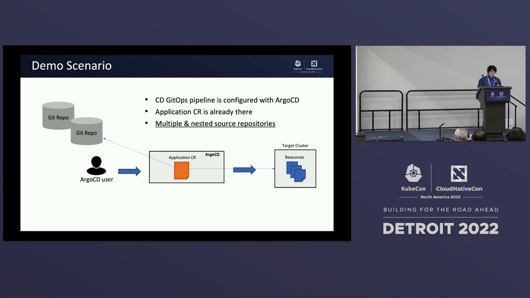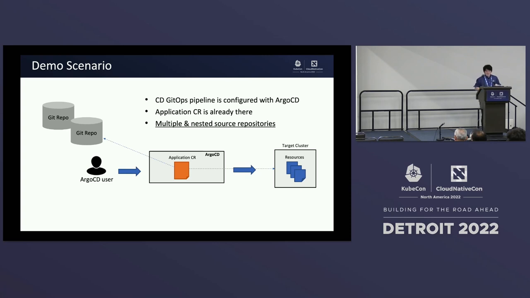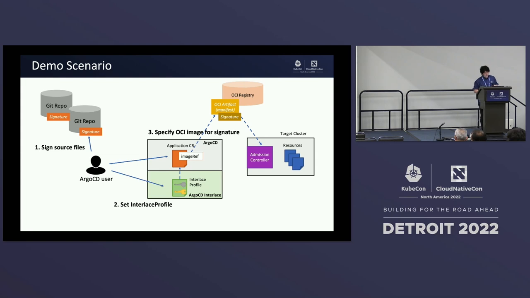In this demo, I have two source repositories. The first one is the root source repository, which is configured in my application CR, and it refers to another repository as an external dependency. So they have a parent and child relationship. Now I'm thinking about how I can protect my CD GitOps with digital signatures. For that, I will introduce Argo CD Interest. To make end-to-end signature protection in my CD GitOps pipeline, I have installed an admission controller on the target cluster, which verifies the signature on the Kubernetes resources.